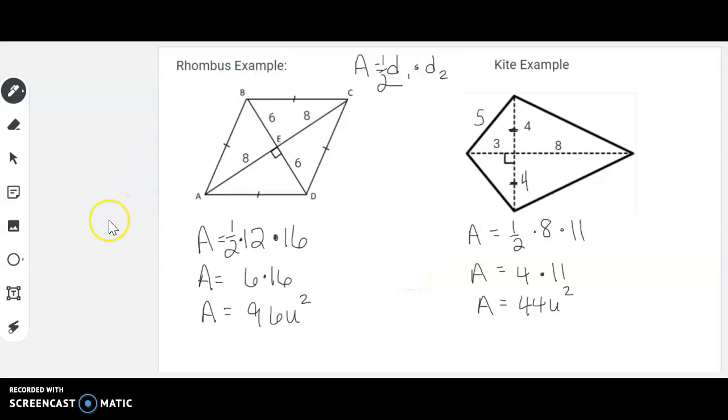Okay, so this ends our lesson on trapezoids, triangles, rhombus, and kite areas. Now it's your turn to practice.